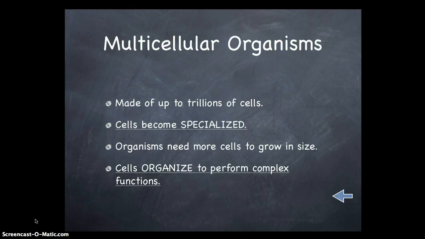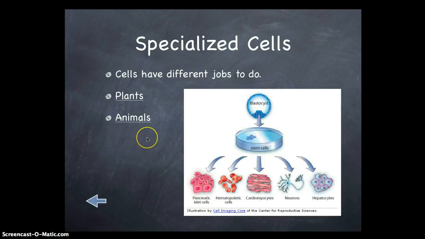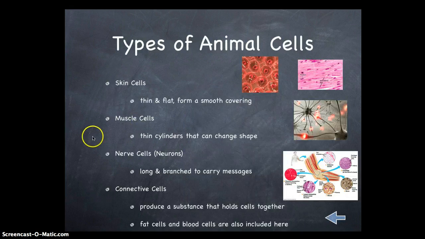Many times multicellular organisms can be made up of up to trillions of cells. Cells become specialized. That means that they each have a job to do, and they do that one job or maybe that small set of jobs, and other cells do the other jobs. Some examples of specialized cells, we'll look at animals to see some more examples of those.